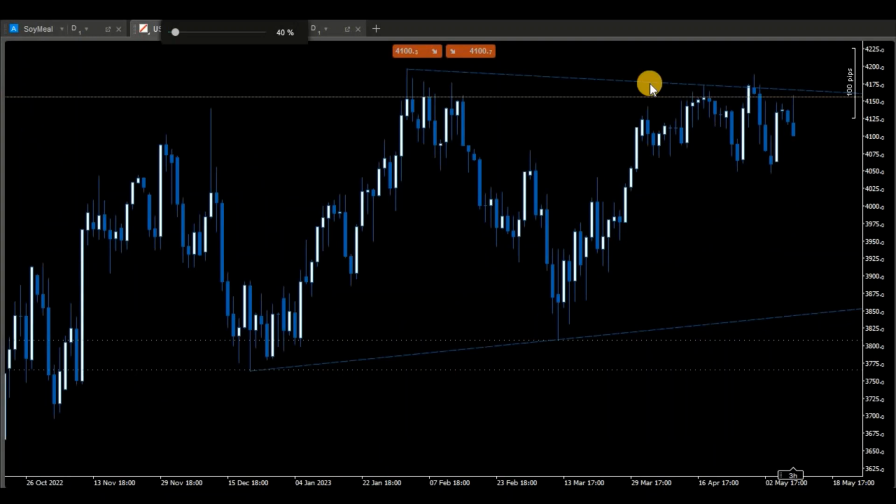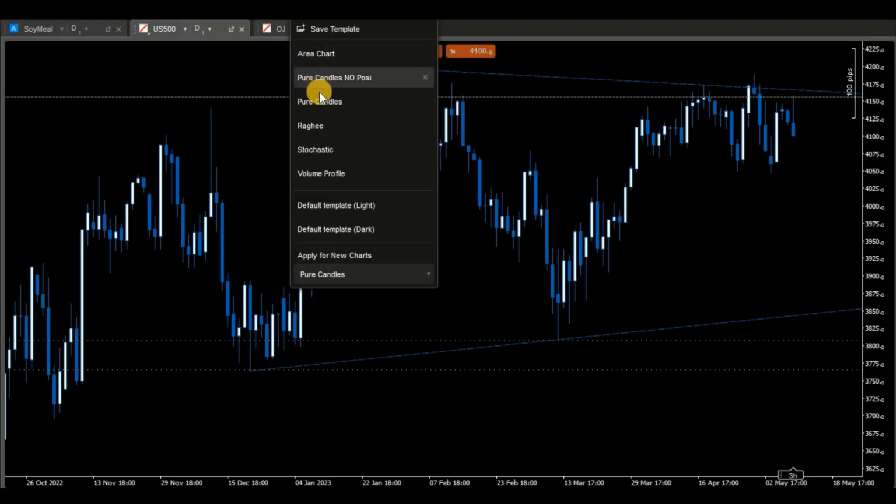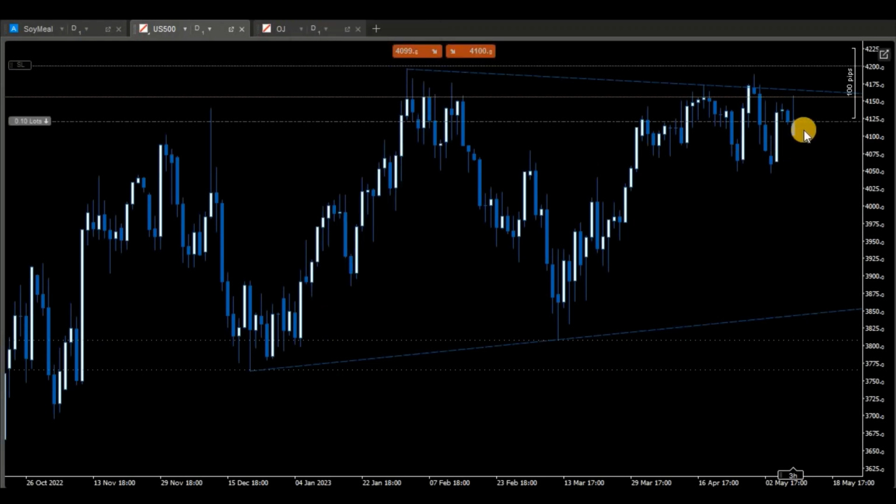And for the moment, we seem to be getting some pressure to the downside after trying to push back up above this resistance here, the horizontal and the triangle resistance. So it seems to be holding. We're getting a little bit of movement here to the downside. And to take a look at the position that I have open here, I entered right there.